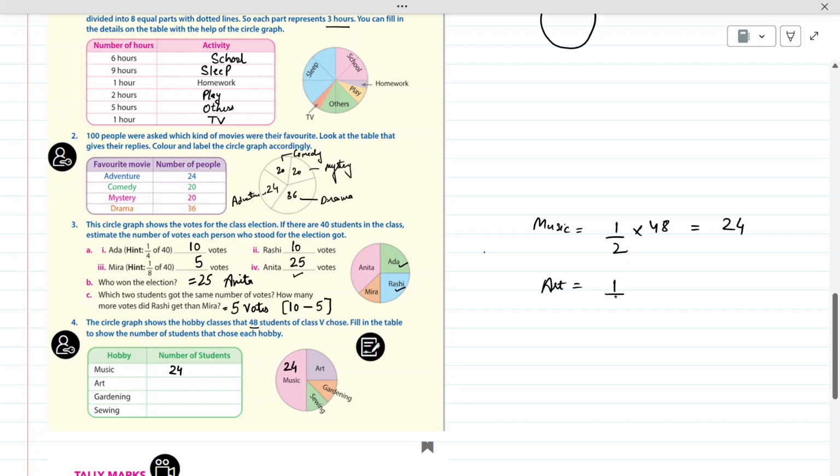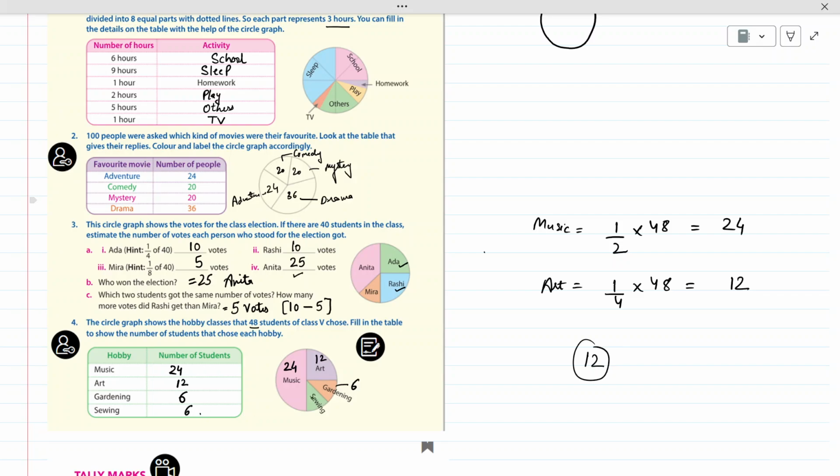And also we can see for art, it is representing 1/4 of the whole. So that means there are 12 children who have taken art here, right? So what is remaining with us? We have 12 students who have taken gardening and sewing. In both gardening and sewing, the graphs are equal, representing an equal number of data. So the 12 students left are equally divided into these two. We have 6 students in gardening and 6 students in sewing.